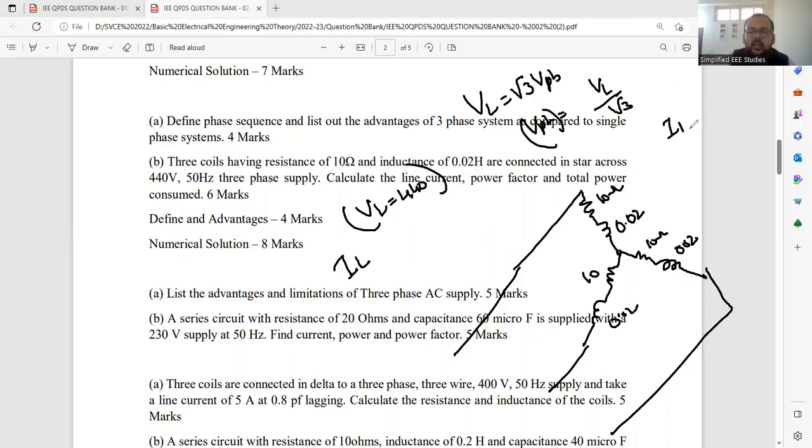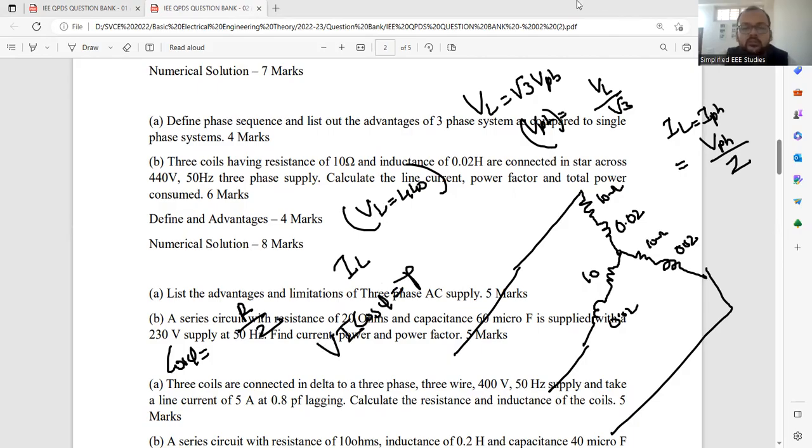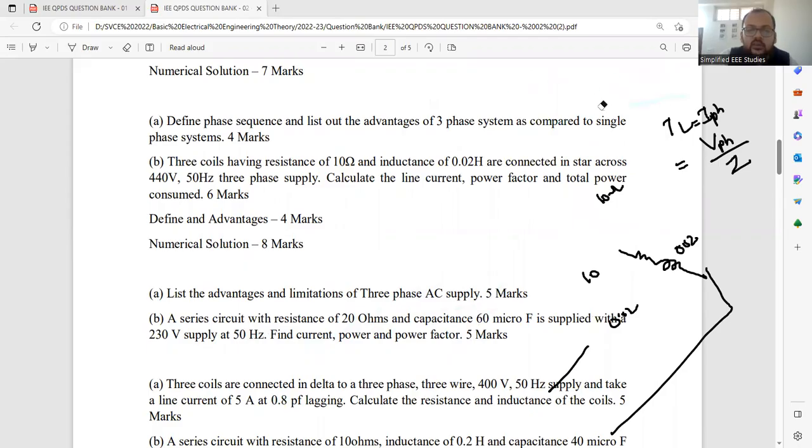How to calculate IL? IL is equal to I phase, right? Because it's a star connection. That is equal to voltage divided by impedance. Here, the impedance, because it's an RL circuit. So you can calculate V phase by Z, then you will get IL. Similarly, power factor, cos phi is equal to R by Z. R is available, Z you will compute from the formula. So total power consumed is VI cos phi. That is equal to total power. So like that, you can get the answer. Fine. That's also simple only. So you can manage it.